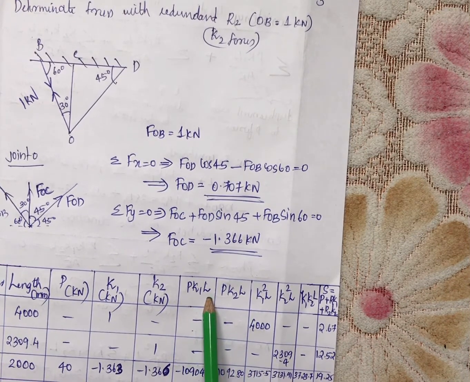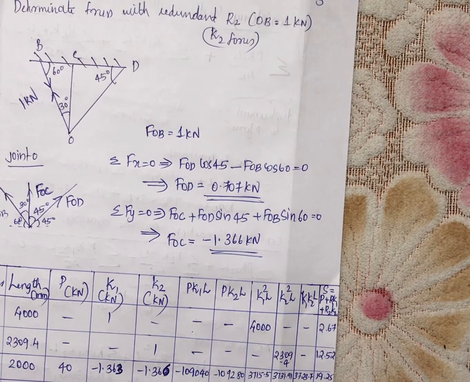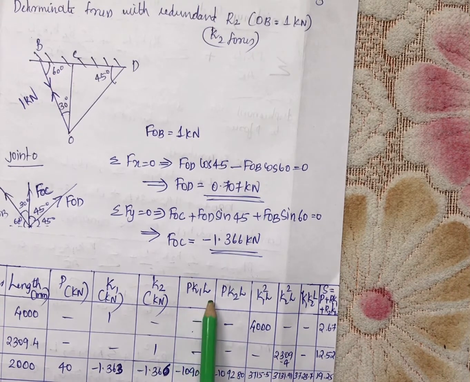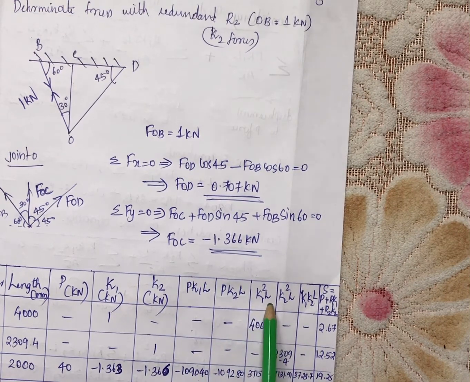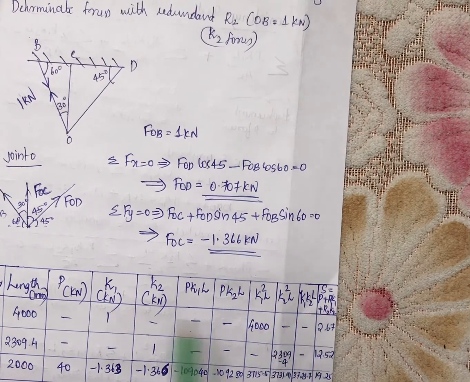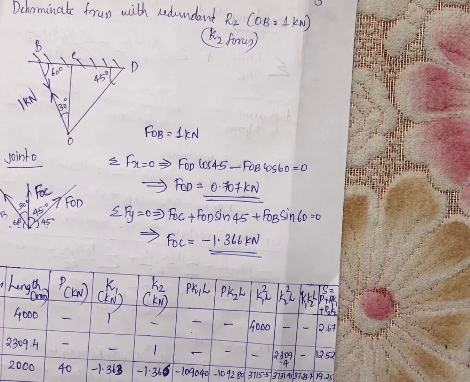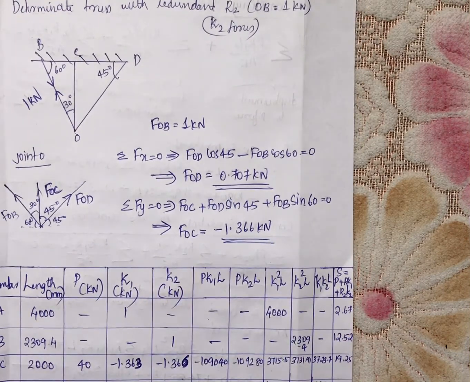Here we know that A and E are constant, so it is not necessary to consider A and E for the remaining columns; we can neglect A and E. Then find out PK1L and also PK2L, then K1 square L, K2 square L, then K1 into K2 into L. So these are the columns in the trusses having 2 redundants.